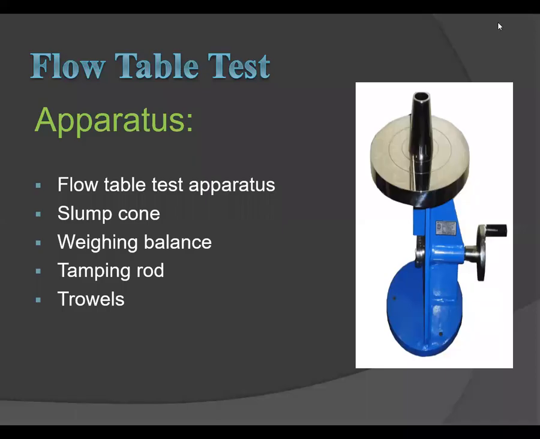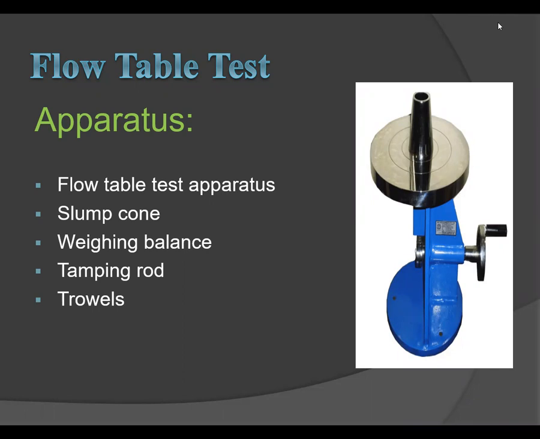Okay, so our next topic is the flow table test. Its objective is the determination of consistency of concrete where the nominal maximum size of aggregate does not exceed 38 mm, using the flow table apparatus. This test comes under IS 516. Then let's see the required apparatus for the flow table test.